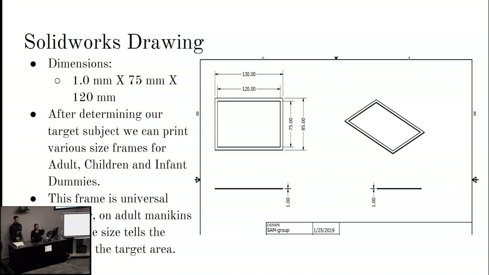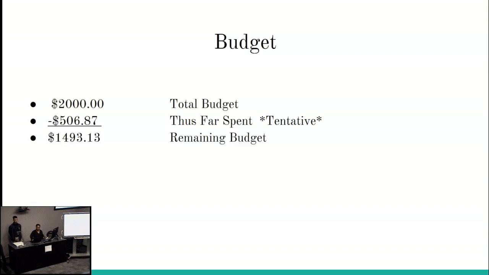And this is the printed frame. This is just our tentative sketch. Our budget, we have $2,000 right now. We spent tentatively, after some conversation, about $506.87, which leaves us with $1,493.13 left as of right now.